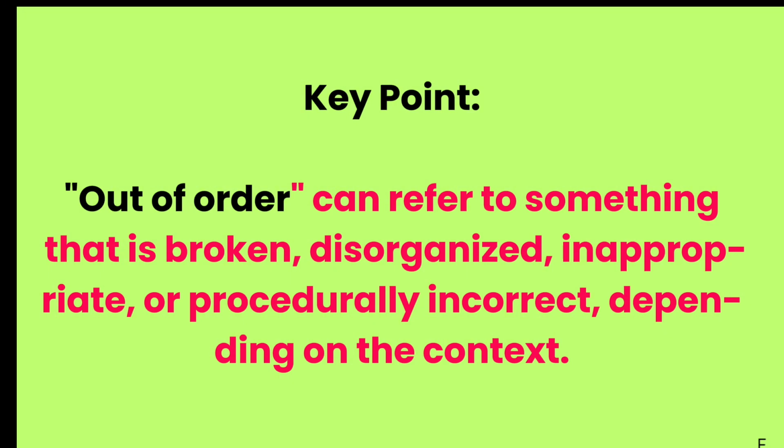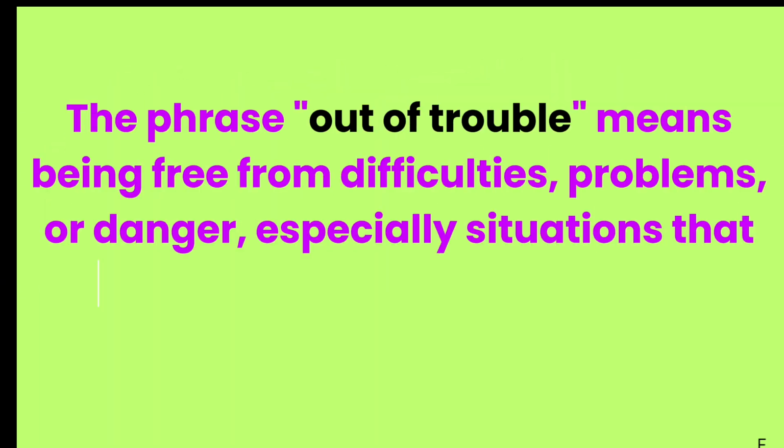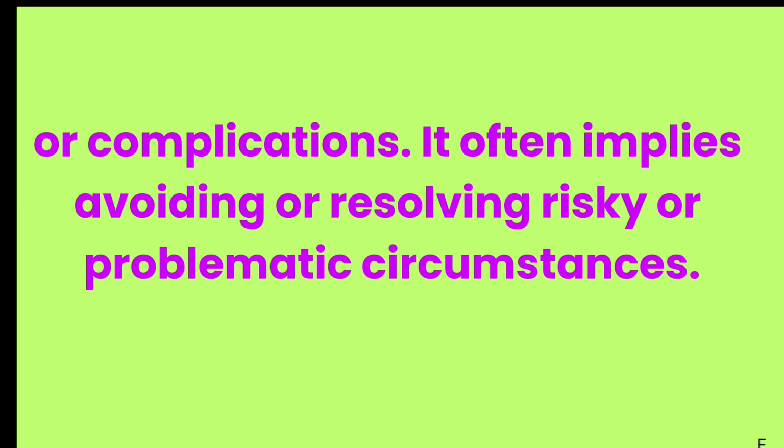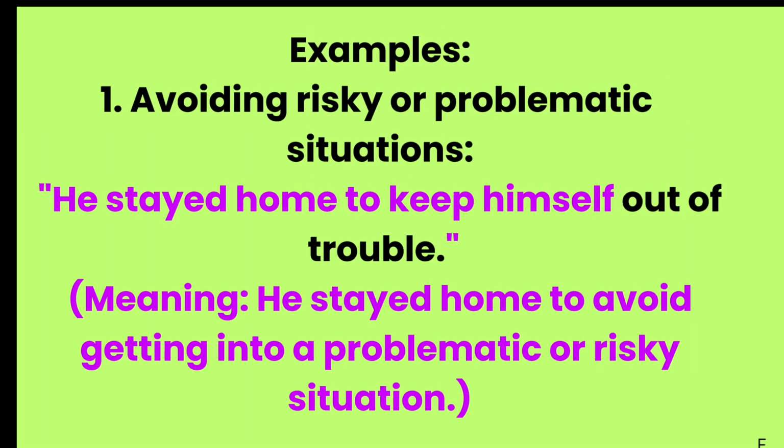context. Out of trouble. The phrase out of trouble means being free from difficulties, problems, or danger, especially situations that could cause harm, punishment, or complications. It often implies avoiding or resolving risky or problematic circumstances. Examples. 1. Avoiding risky or problematic situations. He stayed home to keep himself out of trouble. Meaning, he stayed home to avoid getting into a problematic or risky situation.